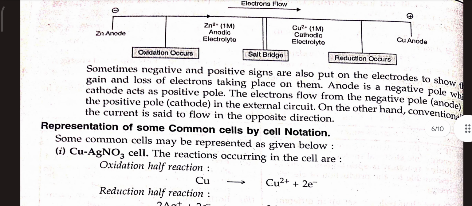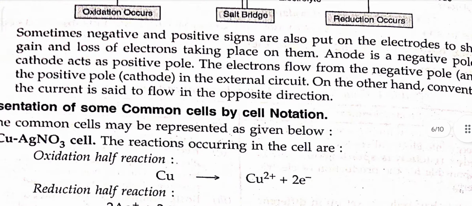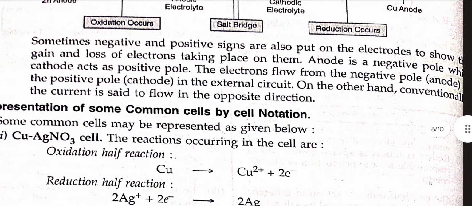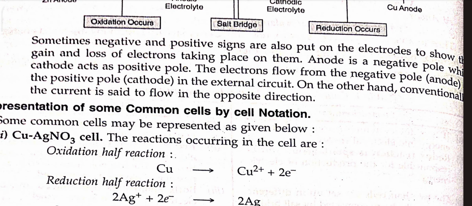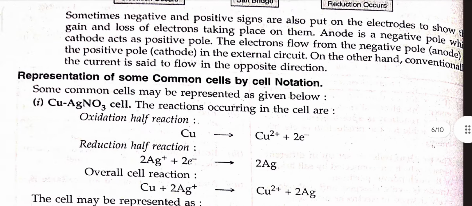Sometimes negative and positive signs are also put on the electrodes to show the gain and loss of electrons taking place on them. Anode is the negative pole while cathode acts as the positive pole. The electrons flow from the negative pole, anode, to the positive pole, cathode, in the external circuit. On the other hand, conventionally the current is said to flow in the opposite direction.